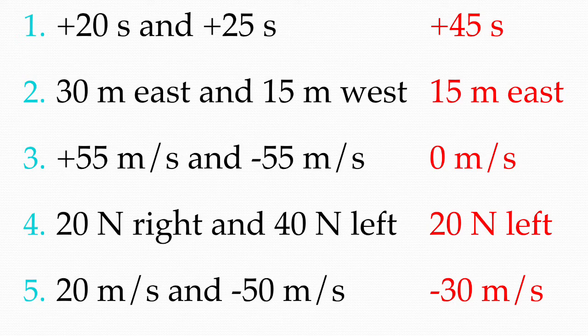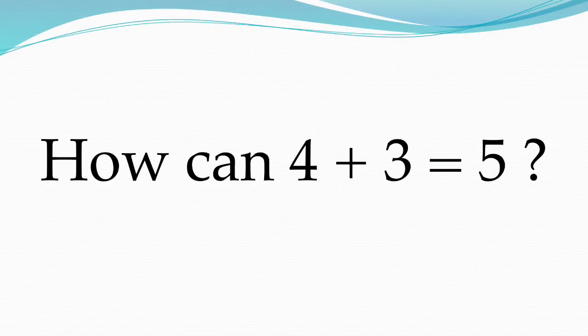Then we've got a speed of 55 metres per second minus 55 metres per second, giving us a total speed of 0 metres per second. And 20 newtons to the right and 40 newtons to the left would give us a force of 20 newtons to the left. For the final one, 20 metres per second and minus 50 metres per second gives us minus 30 metres per second.